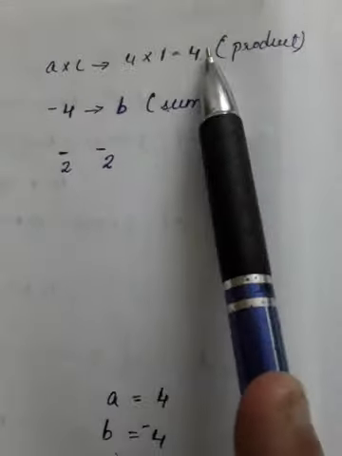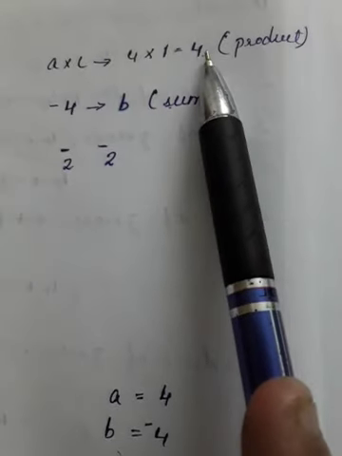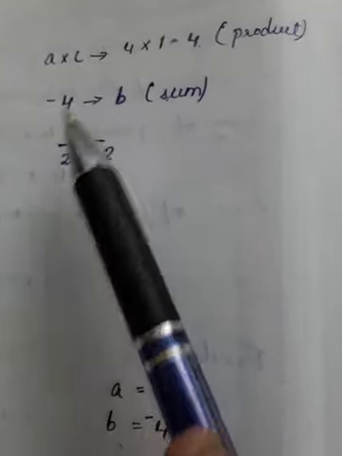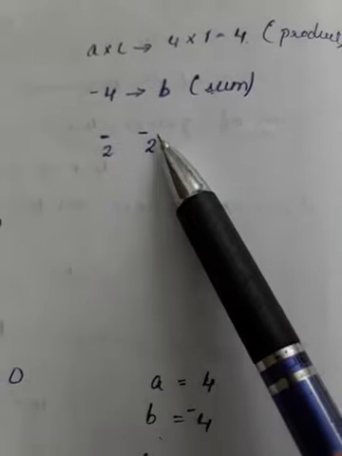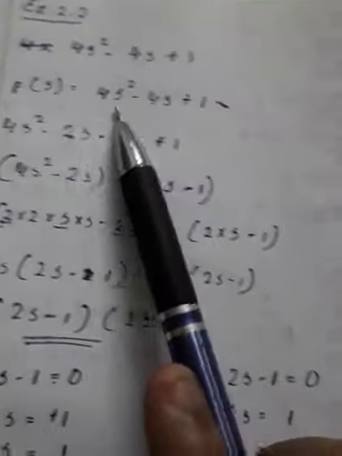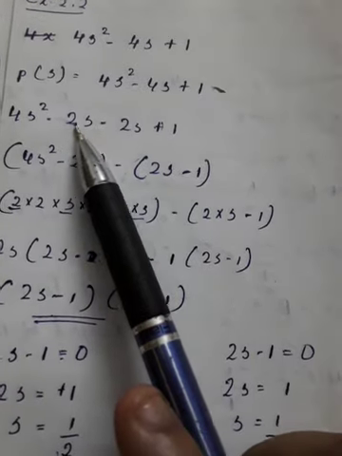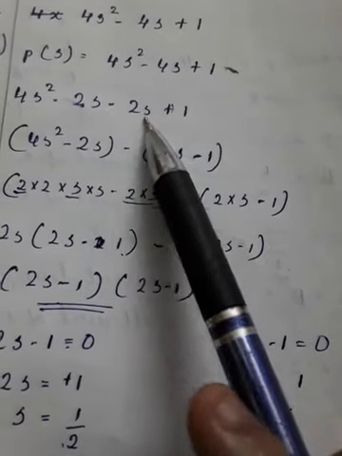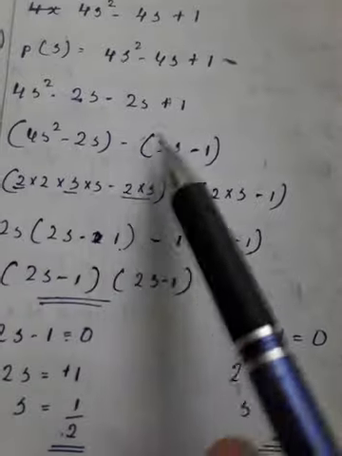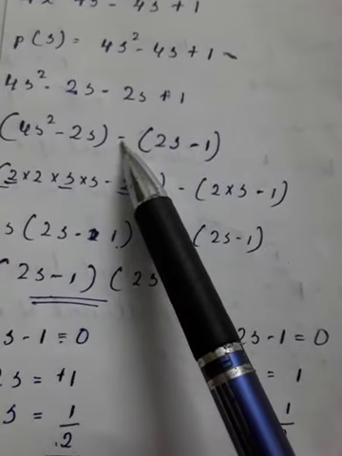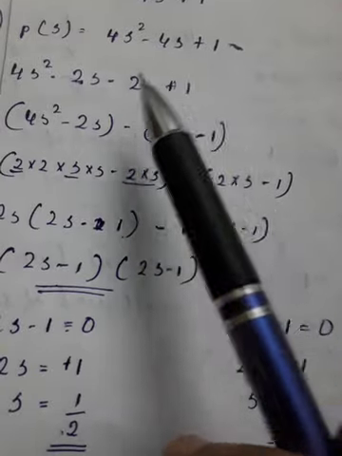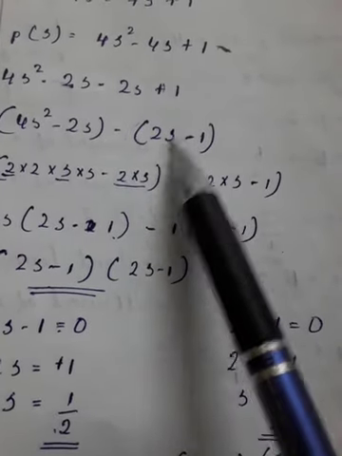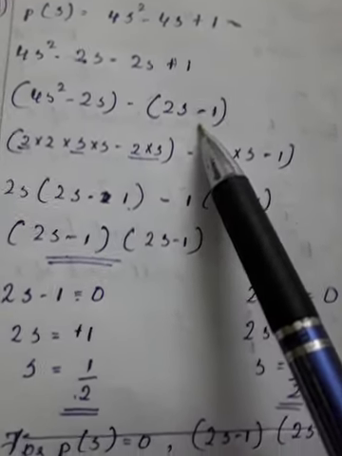Okay, then we should find the numbers whose product is 4 and sum is 4. That is 2 into 2 and 2 plus 2. So we got the numbers negative 2 and negative 2. So we substitute that here, and we should split the middle term as minus 2s minus 2s. Then grouping. Here when we group, after this negative sign, change the signs of the remaining terms. So minus 2s becomes plus 2s and plus 1 becomes minus 1.